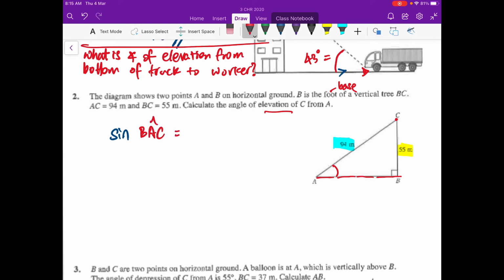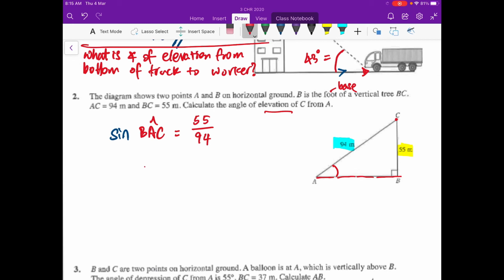And this gives us the opposite over hypotenuse. We know the opposite is BC, which is 55, over the hypotenuse, which is 94. And now we just need to find out this value. And we already have the skills to do it using our calculator.